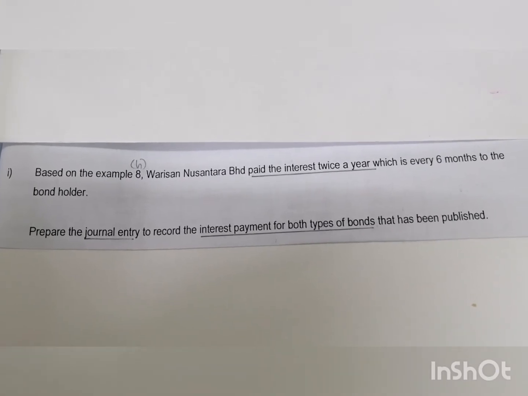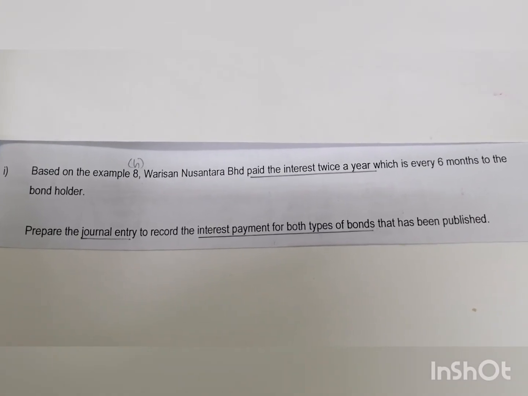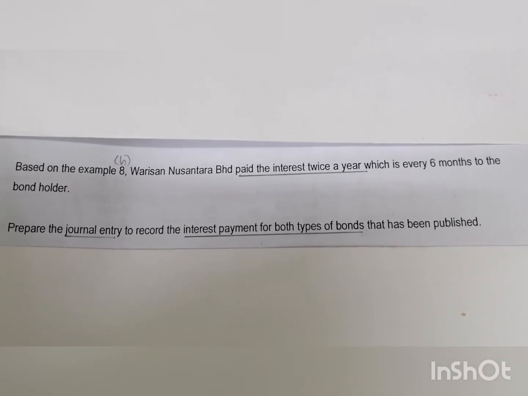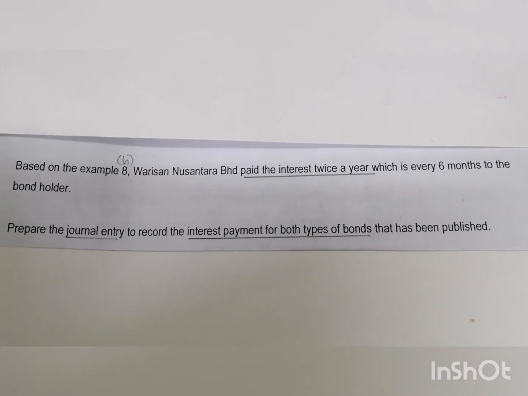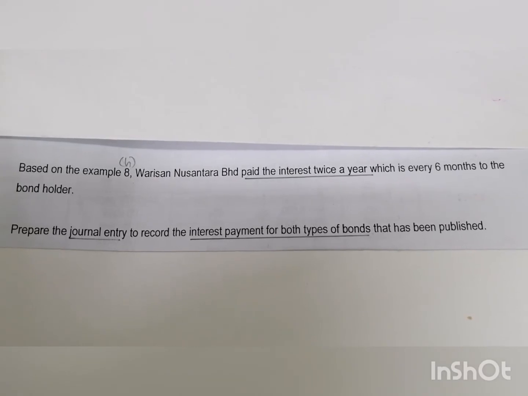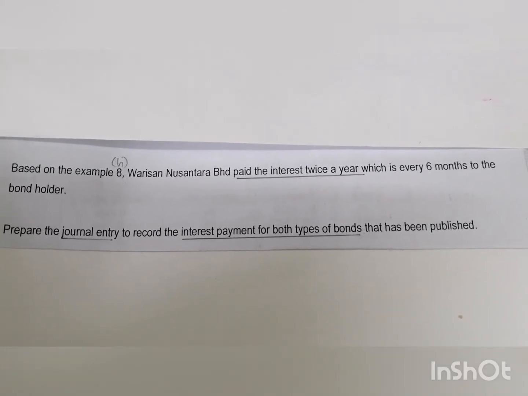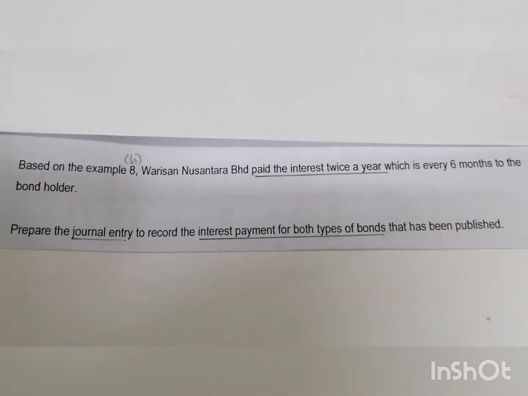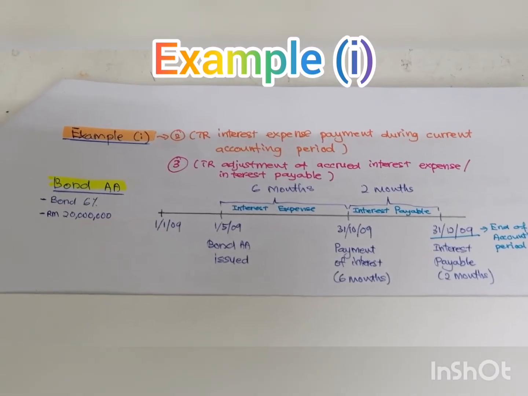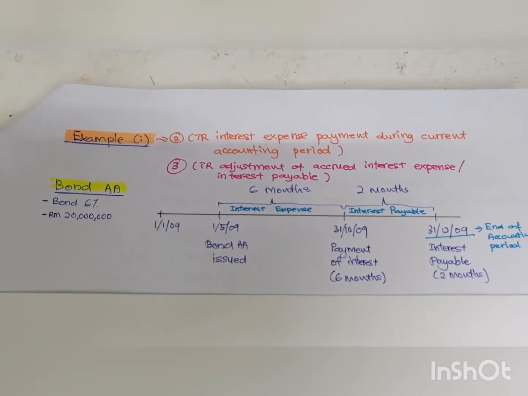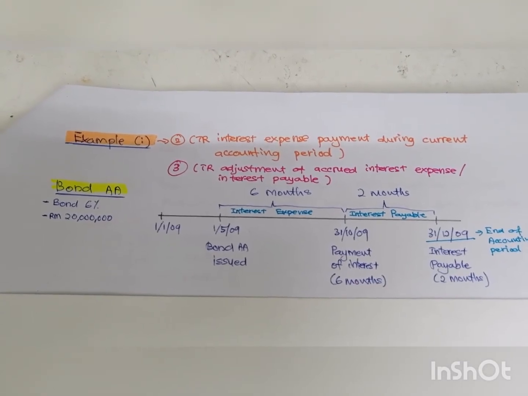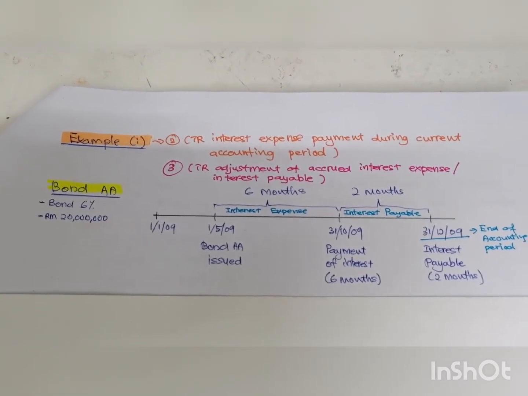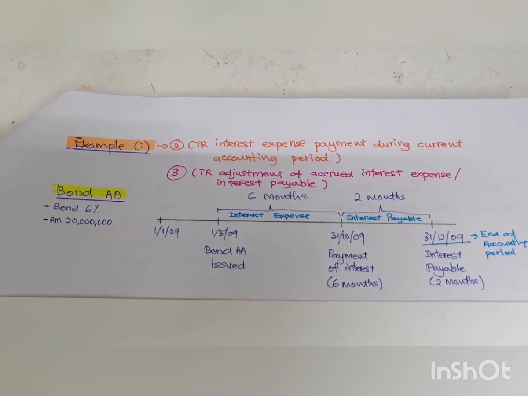Now look at example I. Based on example H, Warisan Nusantara Berhad paid the interest twice a year, which is every 6 months, to the bondholder. The question is to prepare the journal entries to record the interest payment for both types of bonds that have been issued. For example I, we will do a second step to record the interest expense payable during the current accounting period, and a third step to record the adjustment of accrued interest expense or interest payable.